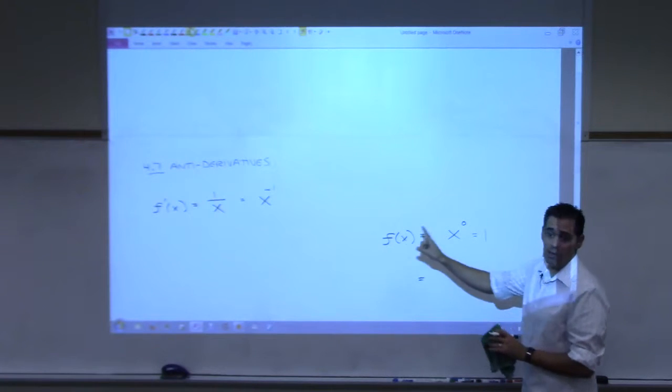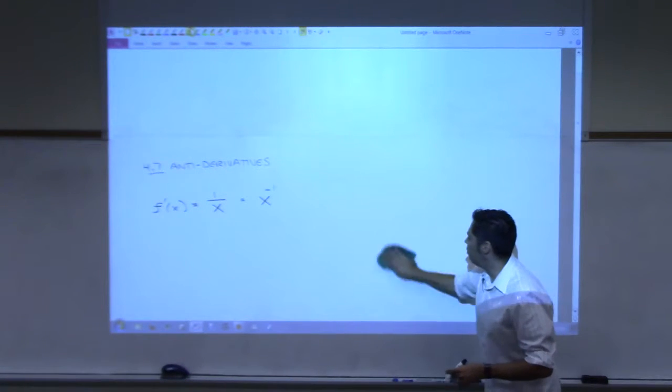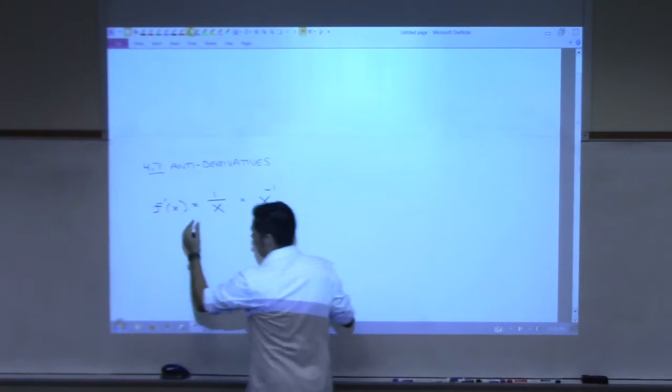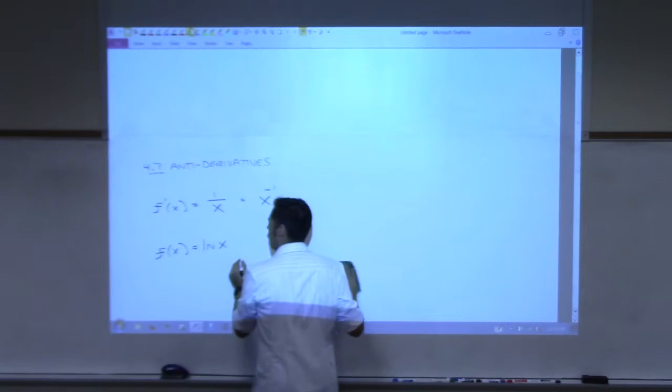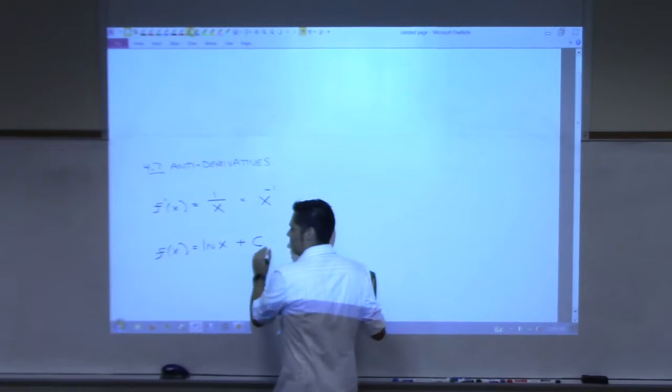This is really the only case it doesn't work. And so you just have to recognize that this is going to be the natural log of x, what? Plus c.